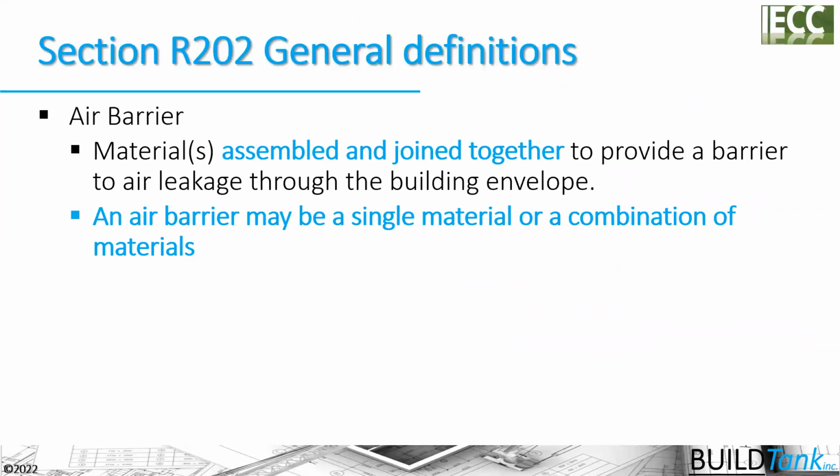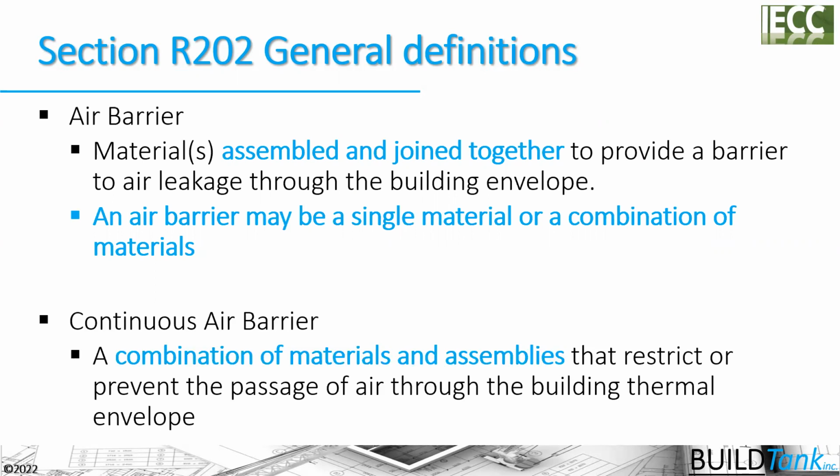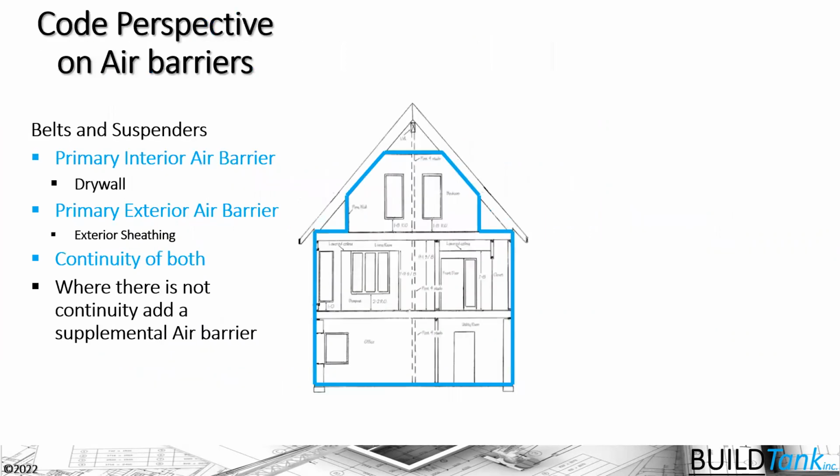So air barriers are defined as assemblies that are joined together. An air barrier may be a single material or a combination of materials. In essence, what that table is trying to do and how it's defined in the code is building off of a belts and suspenders approach that the code has to the air barrier systems of the code. The air barrier on the interior side is primarily drywall. The air barrier on the exterior side is primarily exterior sheathing. The code is looking for the continuity of both these things to enclose insulation and have continuity of your insulation in that building thermal envelope.